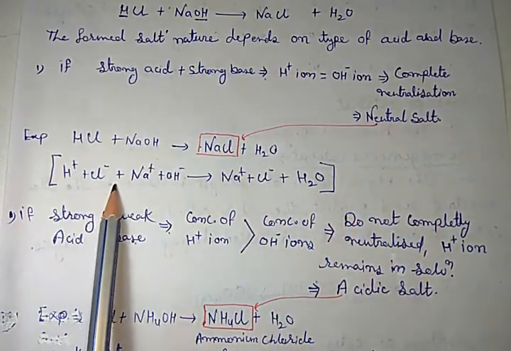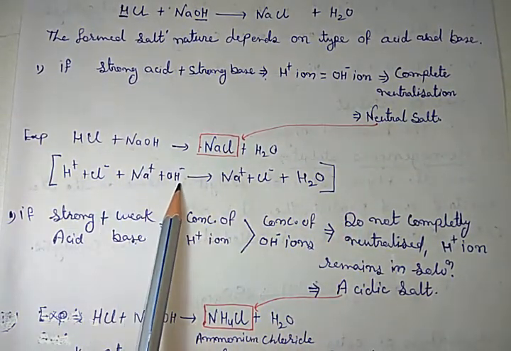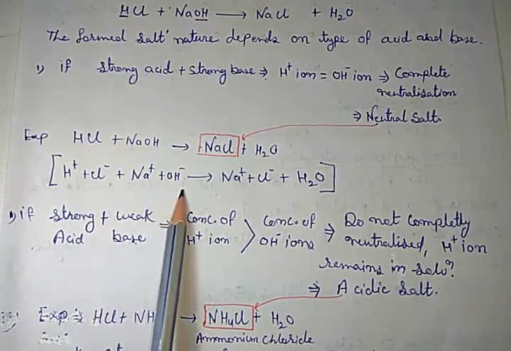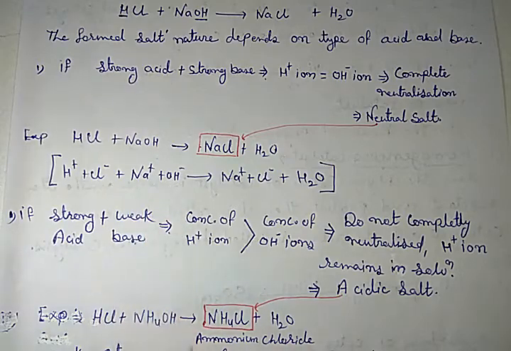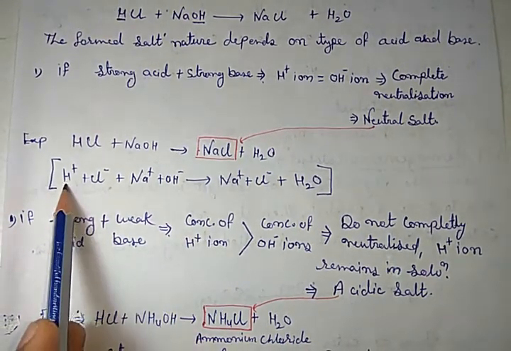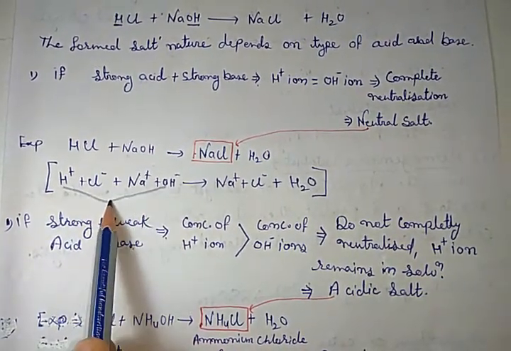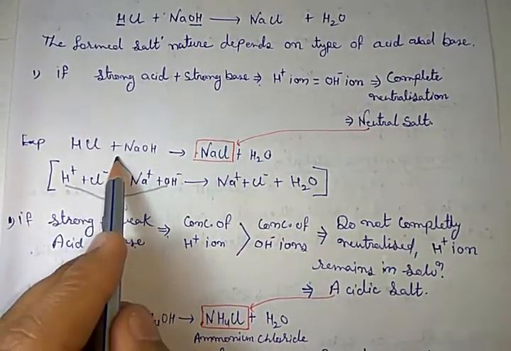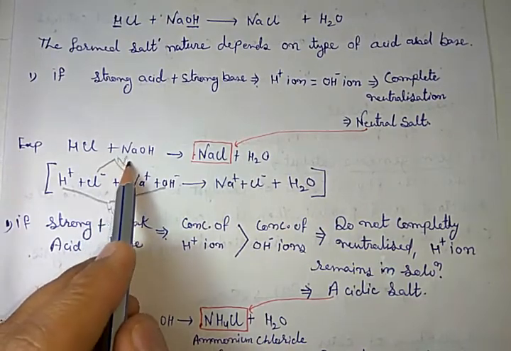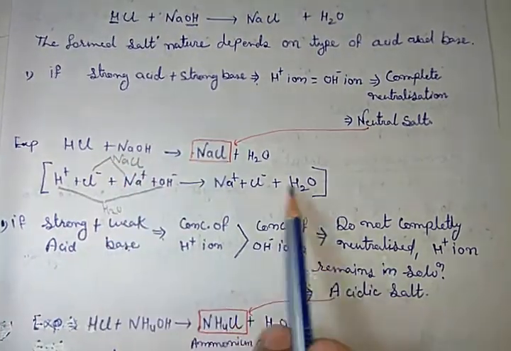H+ Cl-, Na+ OH-. Here, to understand the mechanism, I divided them into their ions. So that one combines and makes H2O, while that one combines and makes NaCl. Got it?